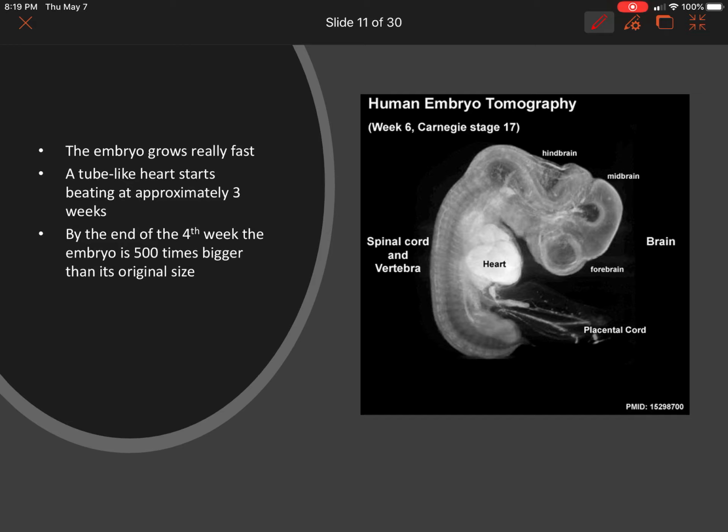Now, this is just part of the growth and development here. So the embryo grows really fast. A tube-like heart starts beating at approximately only 3 weeks old. So this is a picture of 6 weeks here. But this is our embryo here. And then this is our heart here. So that heart starts beating at approximately 3 weeks, which is quite early. And by the end of the 4th week, the embryo is 500 times bigger than its original size. So there is major growth going on during that first trimester.